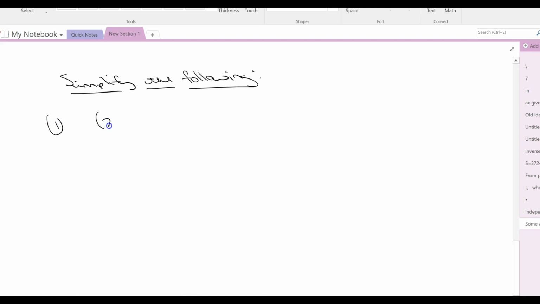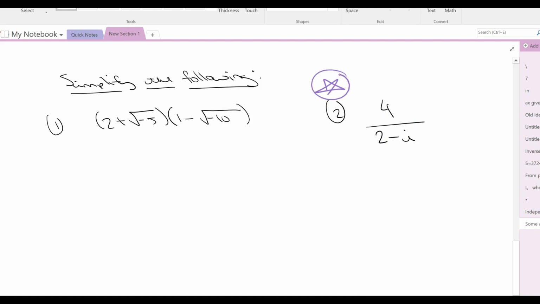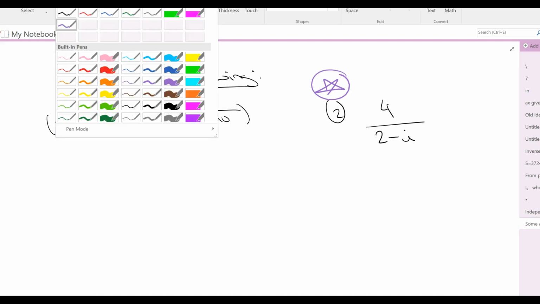Number 1. Let's do 2 plus root negative 5 times 1 minus the square root of negative 10. Let's do that one. And then let's simplify this one: 4 all over 2 minus i. This one is going to be new, so hold up on that one all the way. What I'd like you to do right now is just see if you can simplify number 1 all the way through and then replay me for the answers.